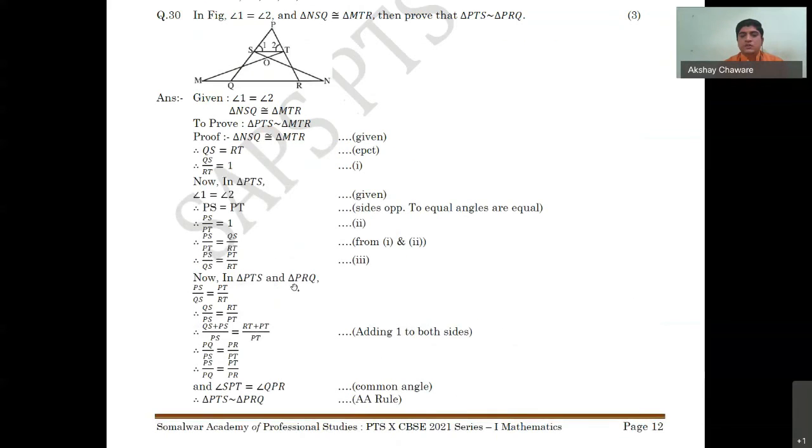You can show these two triangles similar by AA rule also, but in that case, when these two ratios are equal, PS upon QS and PT upon RT, you can use the converse of BPT here, and by using the converse of BPT, we can say ST is parallel to QR. That's why you can say angle PST, that is your angle 1, is equal to angle PQR, that is a corresponding angle. One angle is common, so we can say that the two triangles are similar by angle rule. So both the conditions are possible.